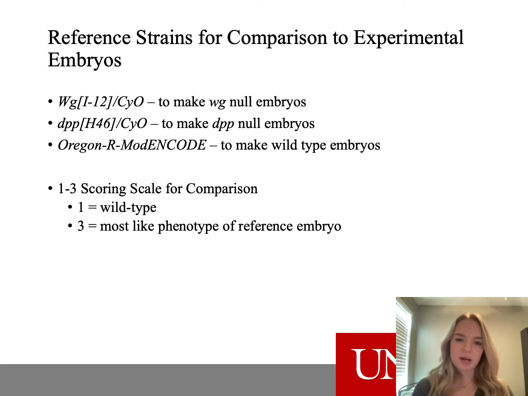So in order to better understand the phenotypes exhibited by my experimental homozygous MAD knockout strain, I have reference embryos for comparison. And so the embryos that I have for reference are a wingless null embryo, a DPP null embryo, and just a wild-type embryo to see what denticle belts should normally look like. And these embryos are going to be scored on a scale of 1 to 3, 1 being the most wild-type looking, and 3 being the most like that phenotype of the reference embryo.